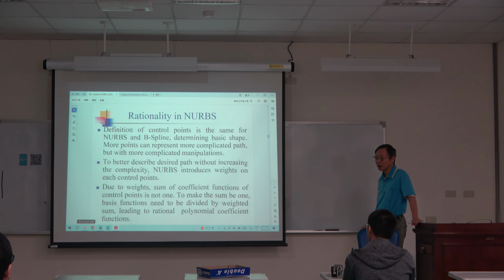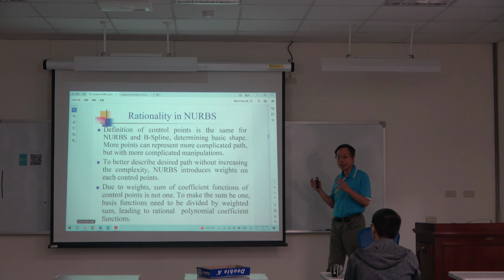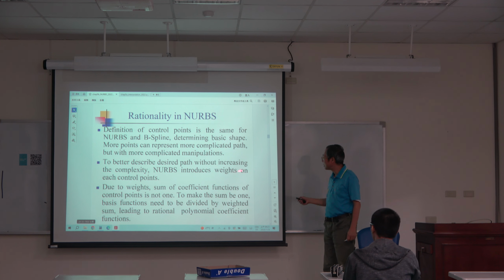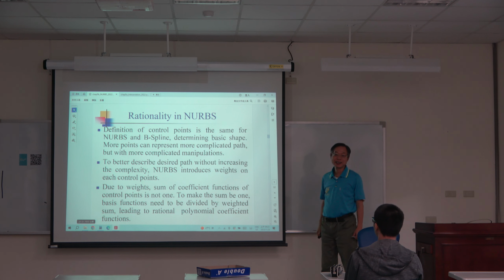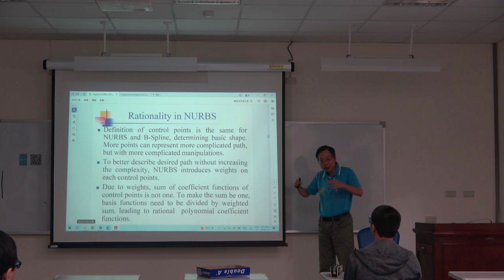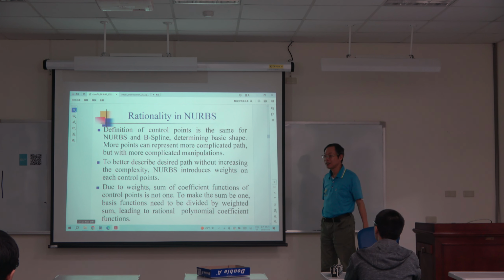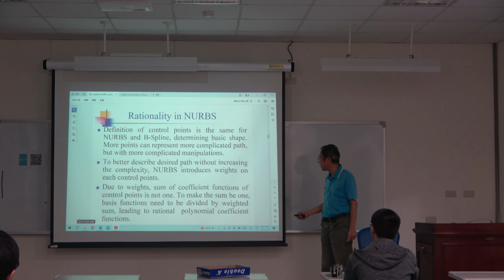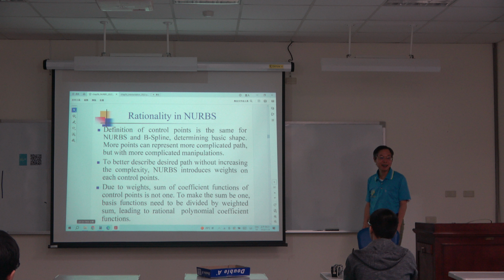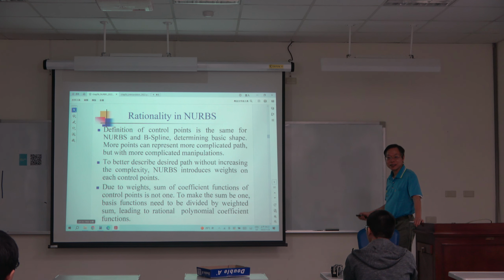Why do we have rational polynomial? Because we introduce weights. Why do we want to introduce weight? Because introducing weights allows us to represent much more complicated curves without increasing the number of control points. We can still use a few control points, but by introducing weights, we can represent much more complicated curves. This is the idea. But because of this, your coefficient will become rational polynomial. These are the reasoning. Any question?